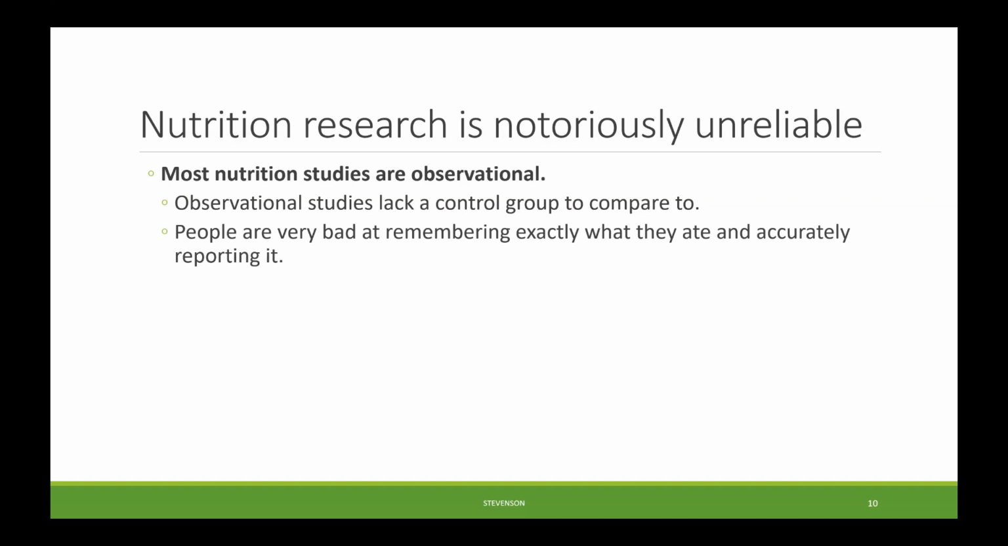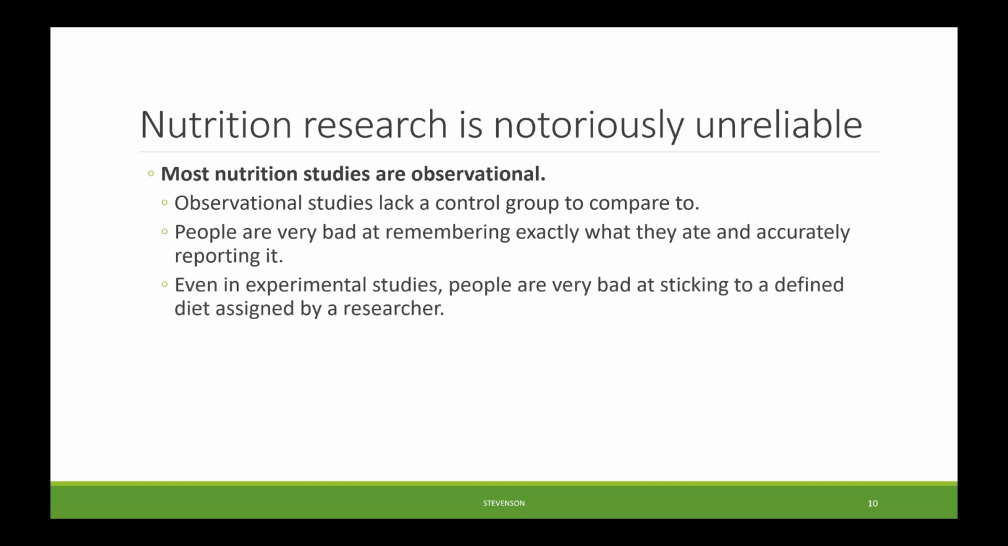And also, even when experimental studies are conducted, where the researcher intervenes and says, we're going to have this group of people eat more fried food and this group of people eat less fried food, people are very bad at sticking to those diets. And a lot of cheating goes on because people don't really want to stick to the diet that the researchers are requiring.